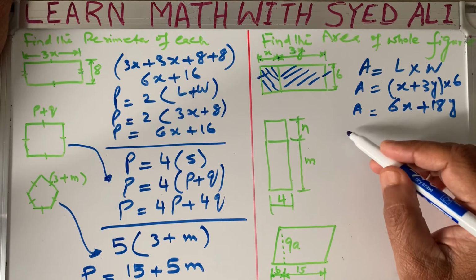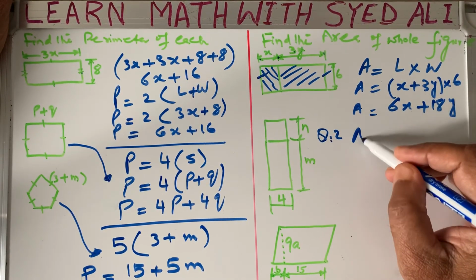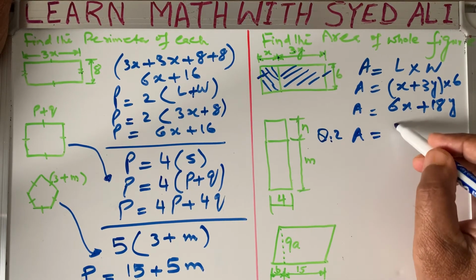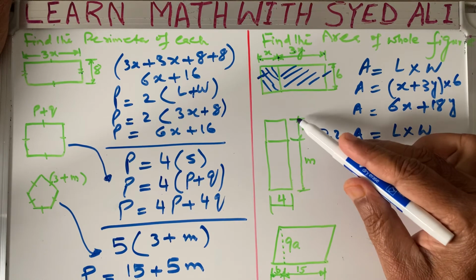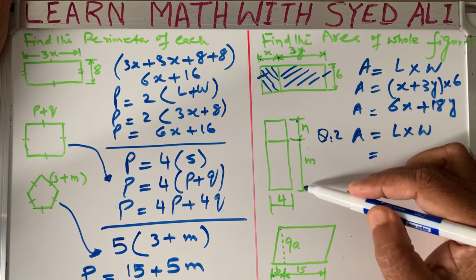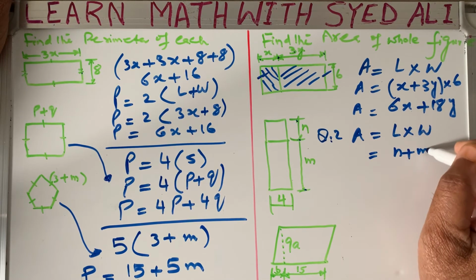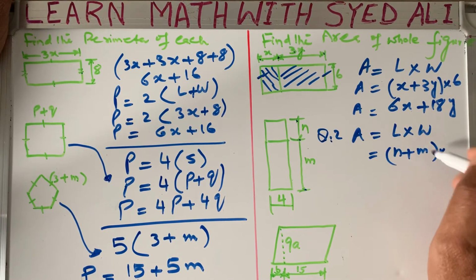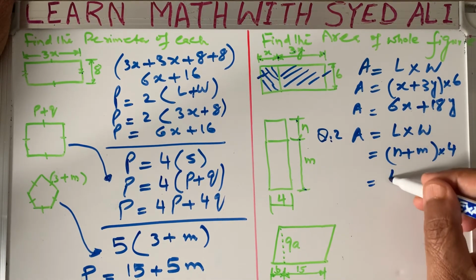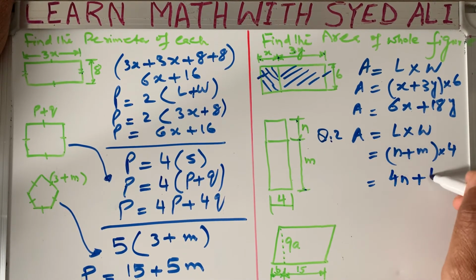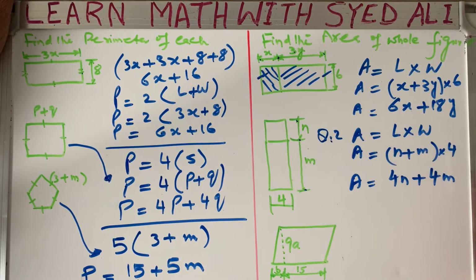Now, the second question here. This area will be the same as length times width, but here you can see that the length comprises two factors, n plus m. So n plus m will go in the bracket, times w, and w is 4 this time. You open up the bracket, and it is 4n plus 4m. So we have the area of this particular figure.